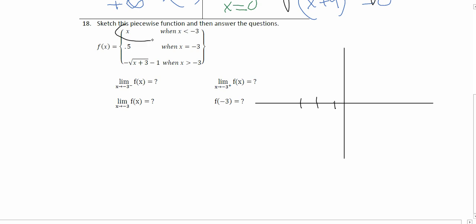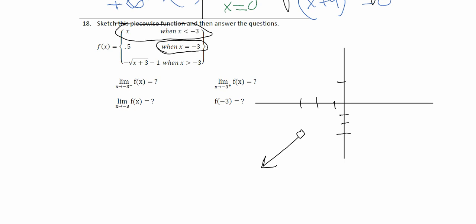First of all, the top rule is just equal to x, so that's just a straight line when x is less than negative 3. If I plug in negative 3 for x, my y value of course is negative 3 also, and it's going to be an open circle at that spot, going back in this direction. Then when x is equal to negative 3, it's equal to a half. So if that's 1 on the graph, then a half would be right about here. And that takes care of the second one.